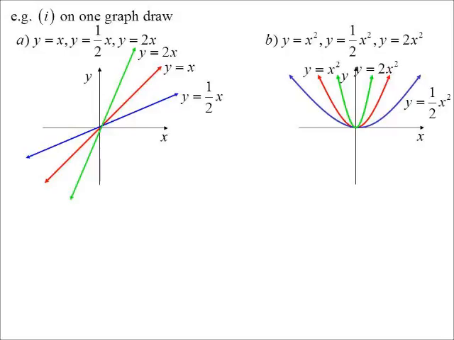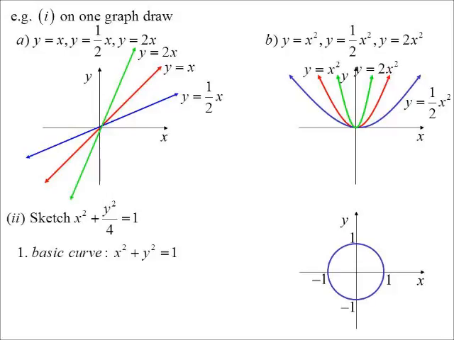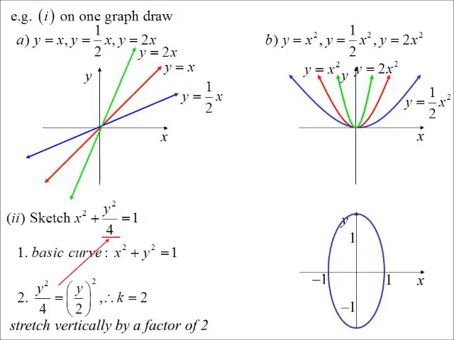x squared plus y squared on 4 is equal to 1. So we're starting with the basic curve x squared plus y squared is equal to 1. This one's grouped with the y. It says y squared on 4, but I can think of it as y on 2 all squared.